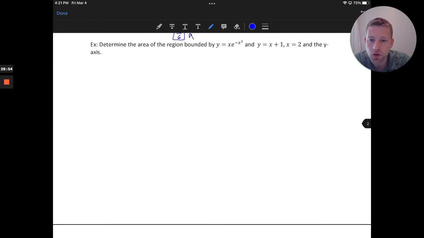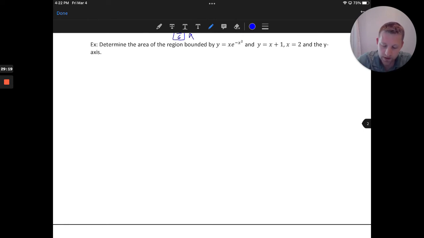So we want to determine the area of the region bounded by y equals x times e to the negative x squared, and then the function y is equal to x plus 1, and x equals 2, and the y-axis. So a lot of regions here.